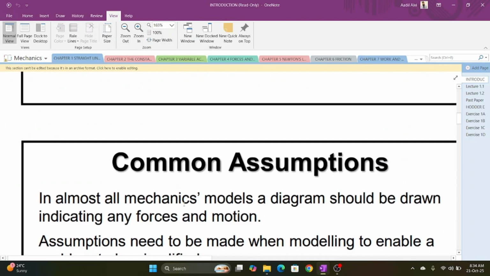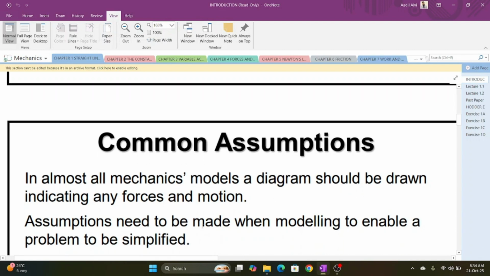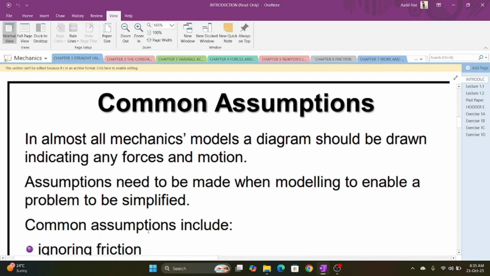Then, as we discussed, there need to be some assumptions for our mathematical modeling so that we are able to solve the problem or at least solve some aspect of the problem. So in almost all mechanics models, a diagram should be drawn indicating any forces and motion. Assumptions need to be made when modeling to enable a problem to be simplified. So what are the common assumptions that we include?